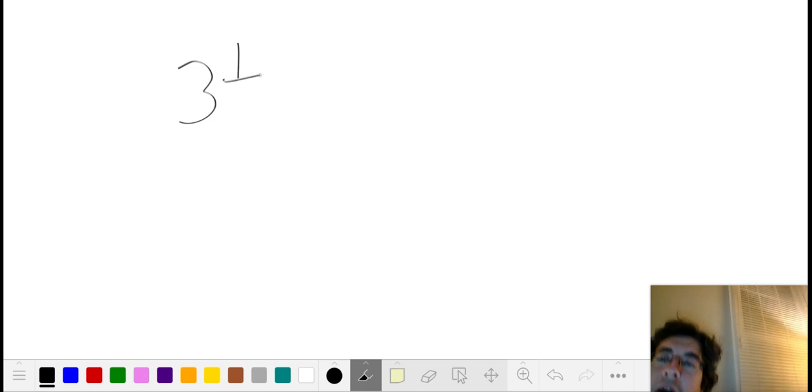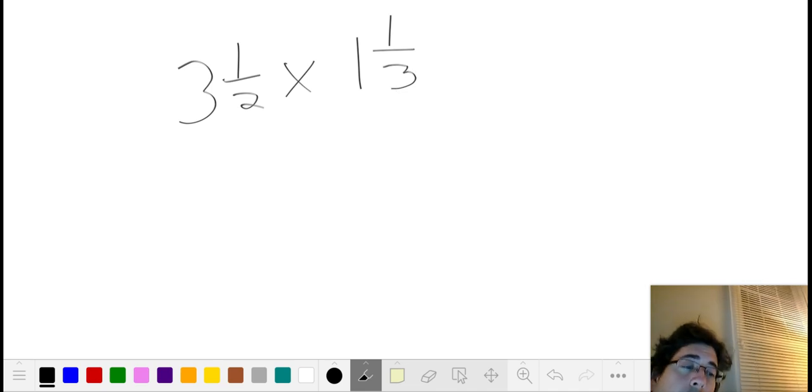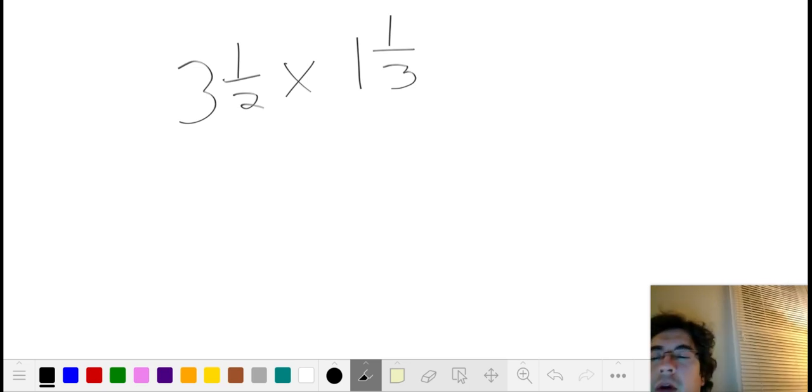So let's say we got 3 1/2 and we want to multiply it by 1 1/3. Well, one thing that you can do is you can convert or change both mixed numbers into improper fractions. Once you have improper fractions, then you can multiply the numerators by the numerators and the denominators by the denominators, just like we've been doing when we multiply fractions.